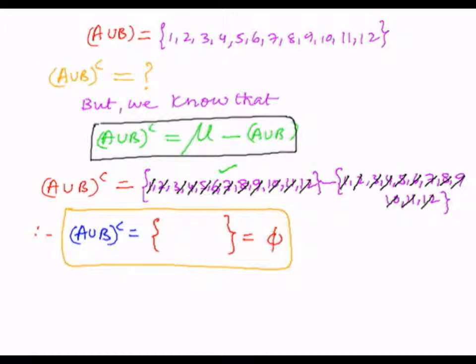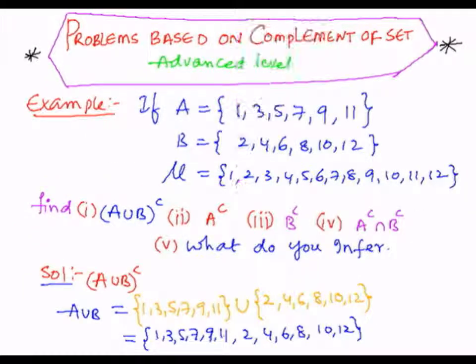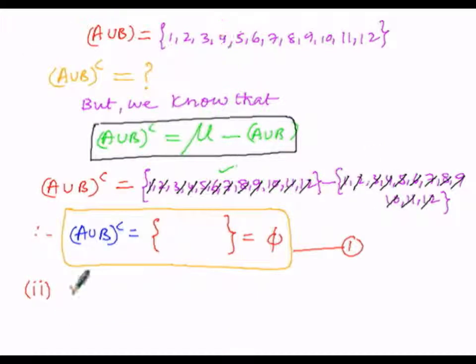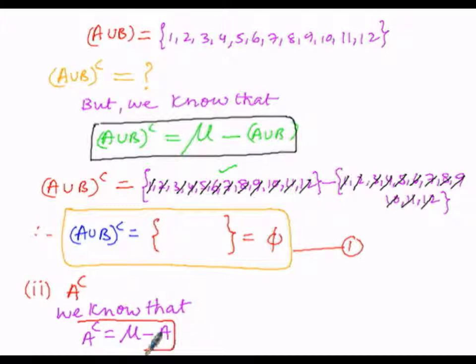So let us treat it as the first one. Then now let's go for the second one. As per the problem, we have to find A complement. In order to find A complement, we know that A complement is given by the formula mu minus A. Since we are finding the complement of A, the set A must be subtracted from the universal set, that is mu. In this manner A complement is equal to mu minus A is the formula.